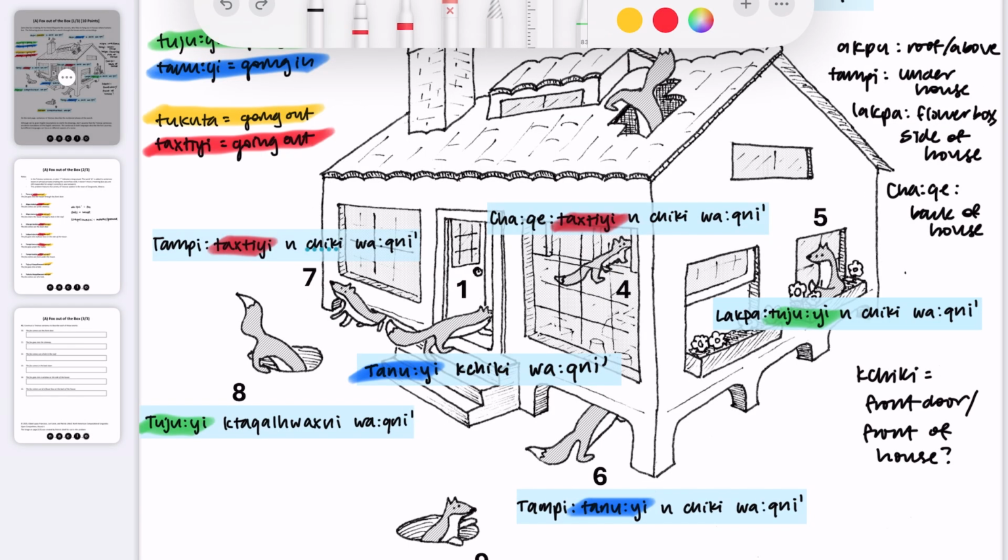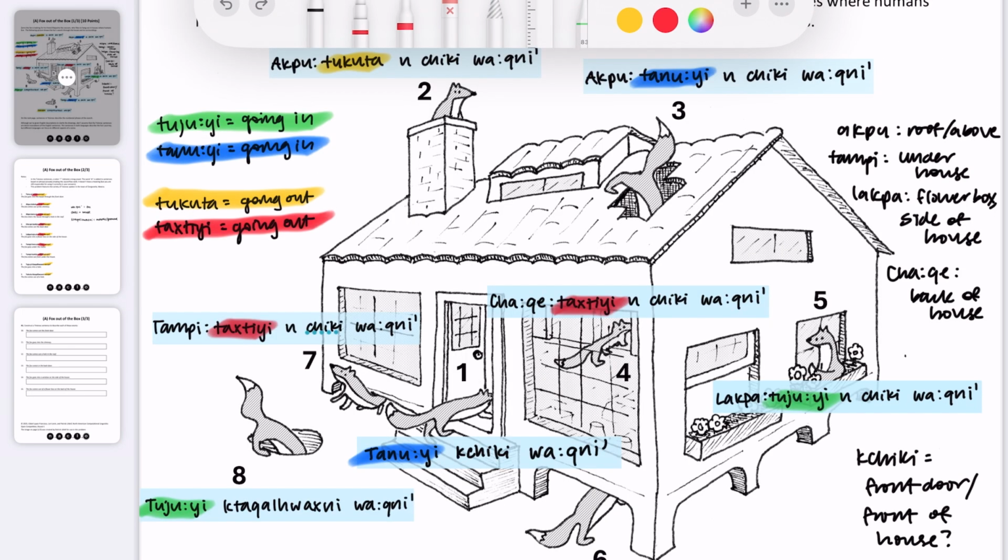And that just makes sense because, like we said before, this en chiki phrase is just the location where the fox is going. So he's going into the house. It's the place where the fox is going. So in this case, it's just a different place where he's going. He's going into the front door or the front of the house.